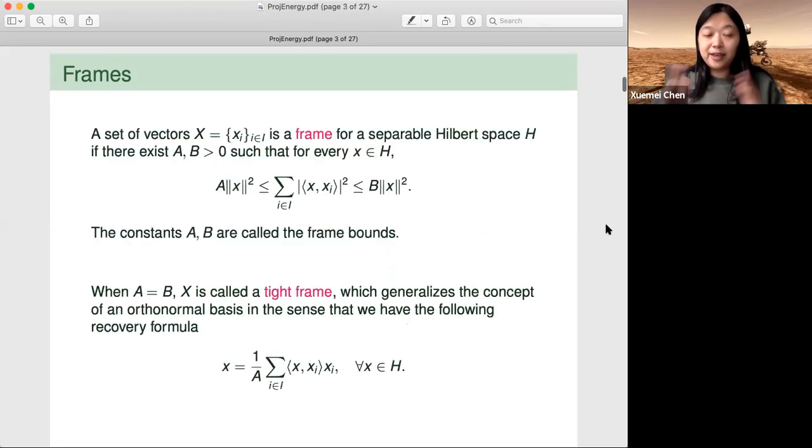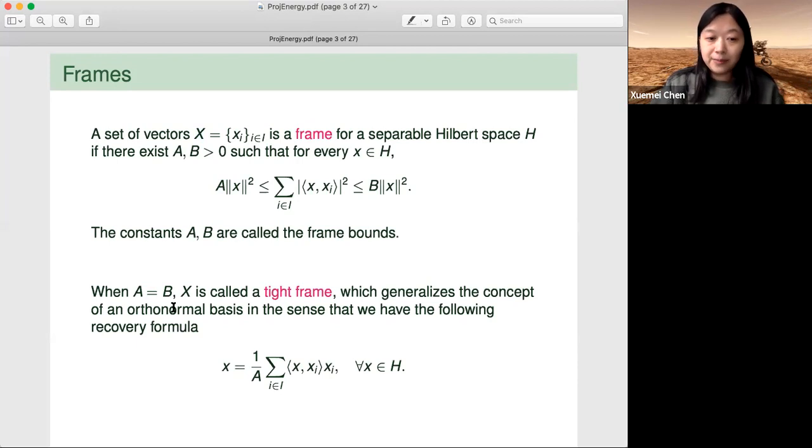And then here's the official definition: we have a Hilbert space H, and the set needs to satisfy this inequality here, with a lower and upper bound A and B, which are called the frame bounds. My frame vectors are usually going to be little xi's, and altogether that would be my capital X. That would be the notation throughout this talk.